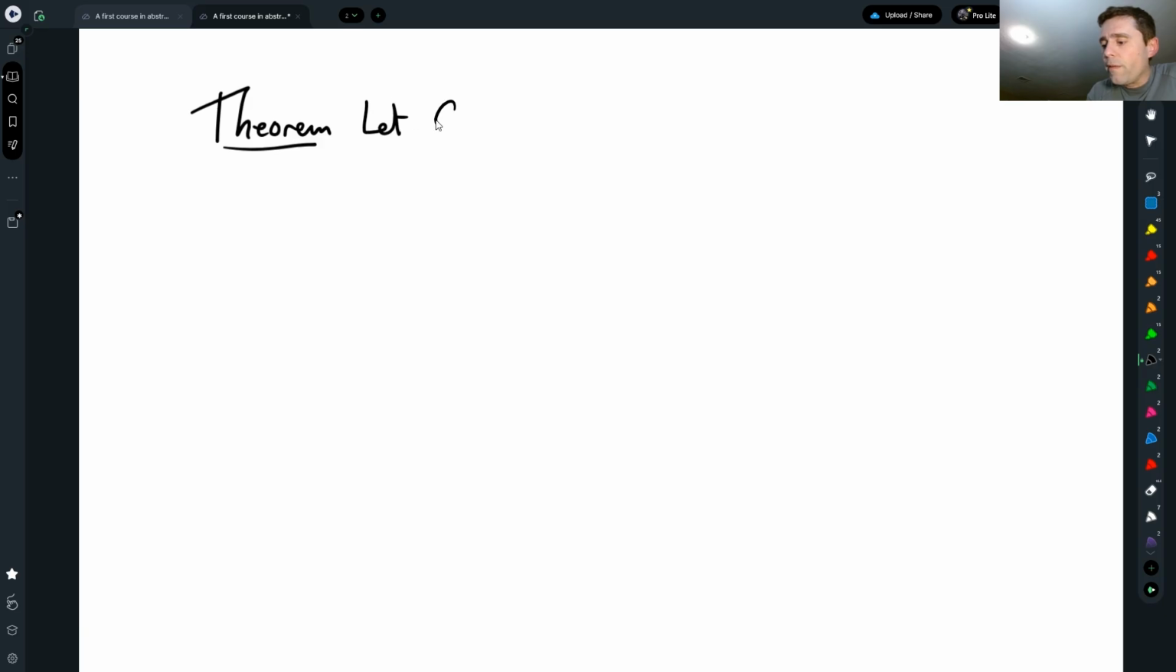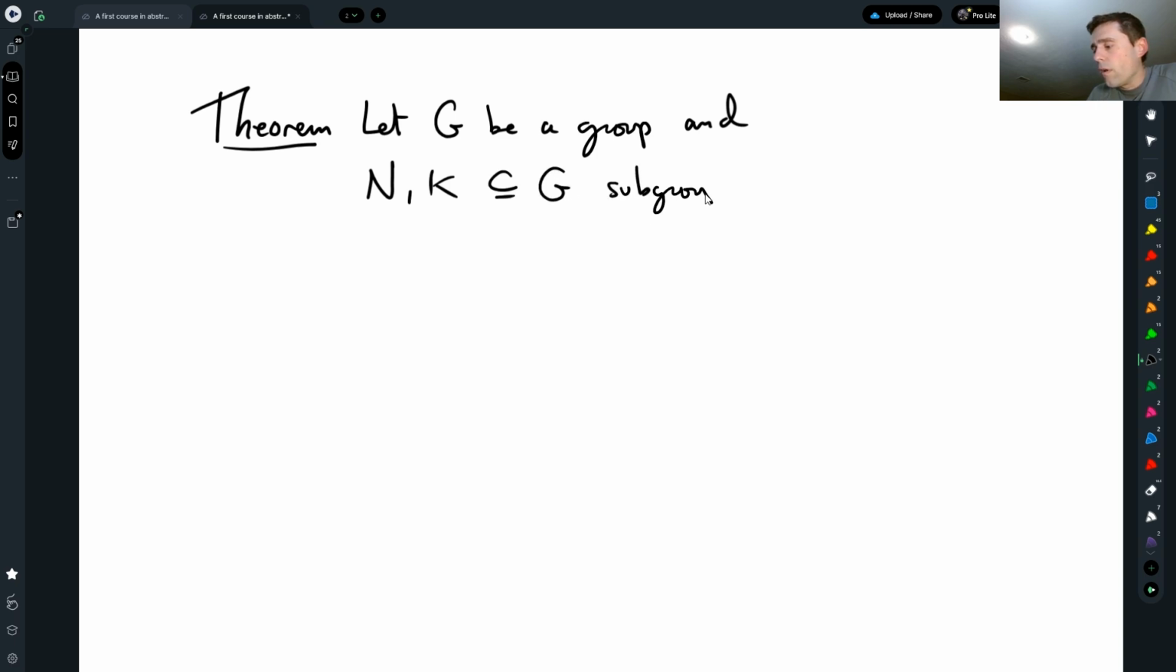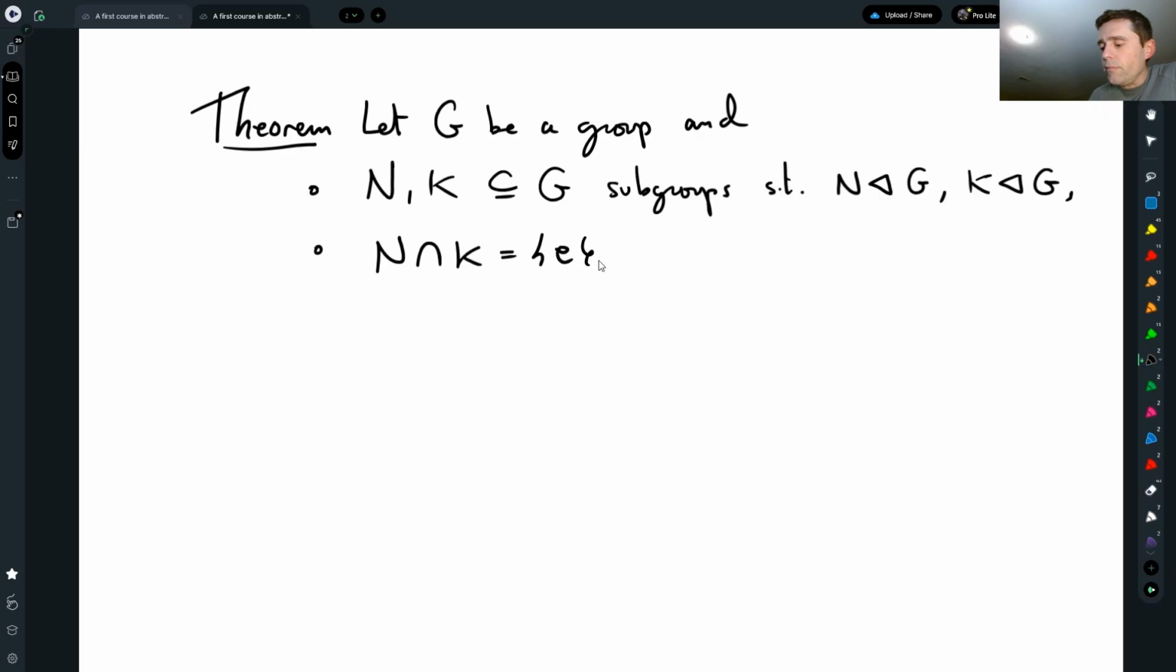Let G be a group, and suppose we have two subgroups, N and K, such that, in fact, N is normal in G and K is normal in G. So they're both normal subgroups. And the intersection of N and K is trivial. Then the elements of N and K commute.